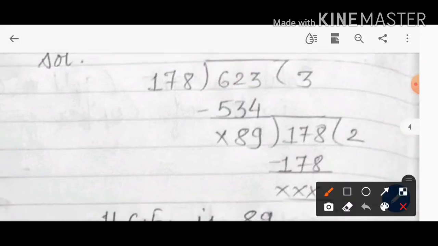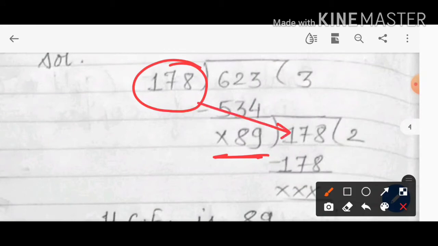Now divide the first divisor by the first remainder. So 178 will come inside, and you have to divide by 89. You know that 89 2s are 178, and if we subtract here, the remainder is 0. It means the HCF of 178 and 623 is 89.